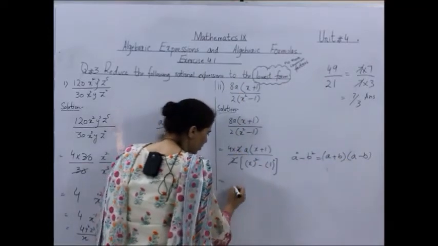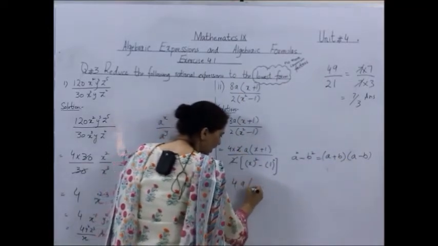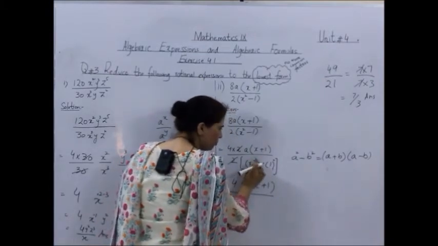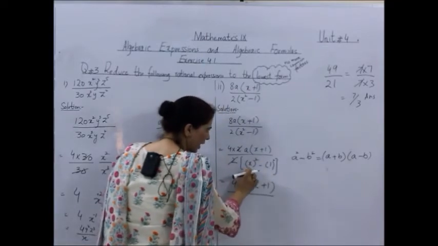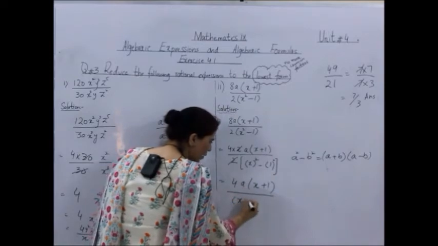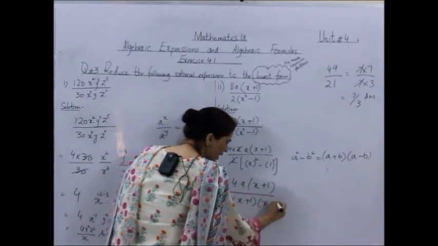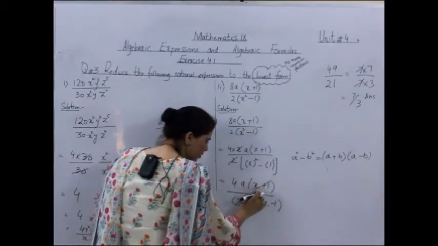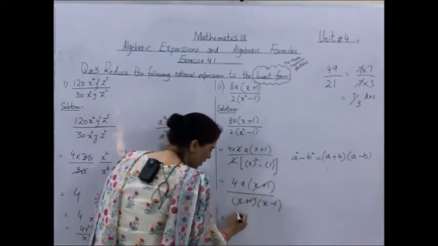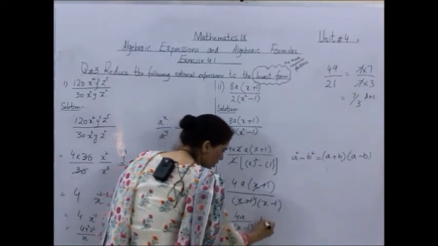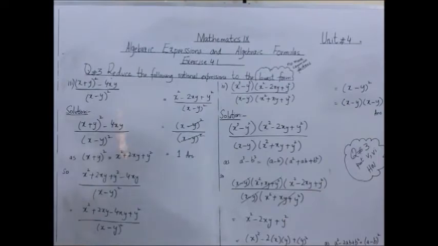2 will be cancelled out with this 2. 4a(x+1)(x²−1)/(a²−b²)(a+b)(a−b). Now x+1 will be cancelled out by this x+1. You will get 4a(x−1) as your lowest form.